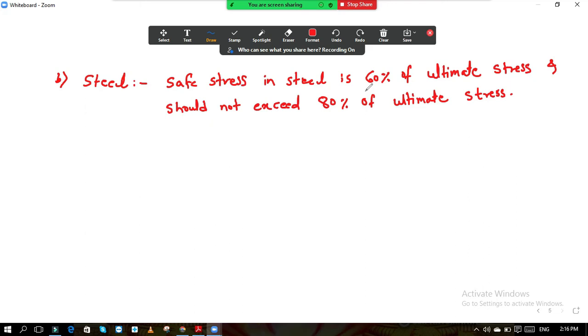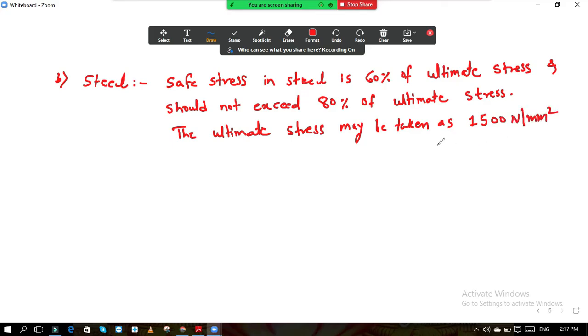Generally, it can be taken as in the range of 60 to 80%. That is the meaning. The ultimate stress may be taken as 1500 Newton per mm square. So safe stress is 1500 into 60%. That will be your safe stress. Okay.